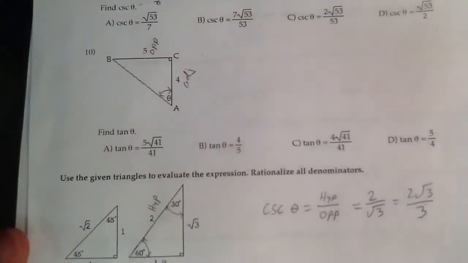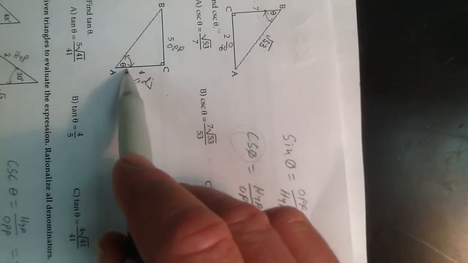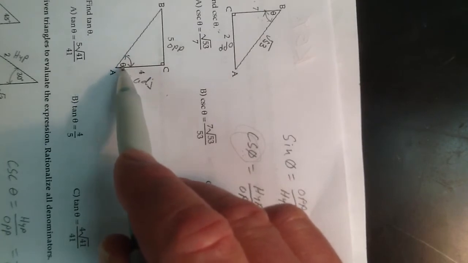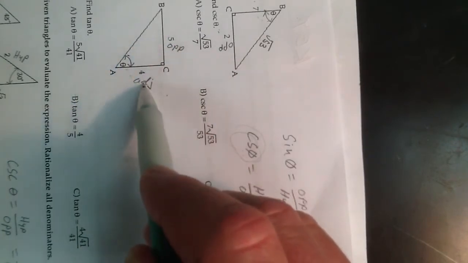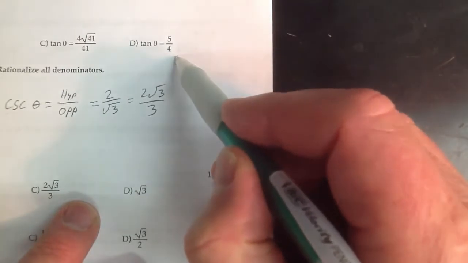Okay, what do we have to do here? Find the tangent of the reference angle. Okay, so here, in reference to this angle, this is the opposite, this is the adjacent, opposite over adjacent. So that's going to be 5/4, the tangent of that angle. So choice D.